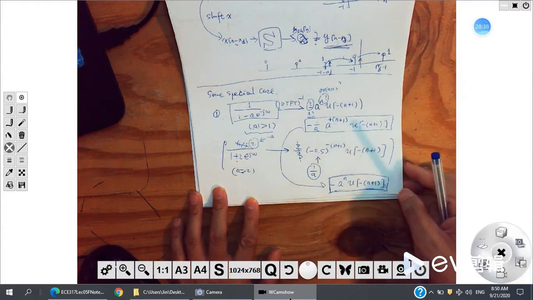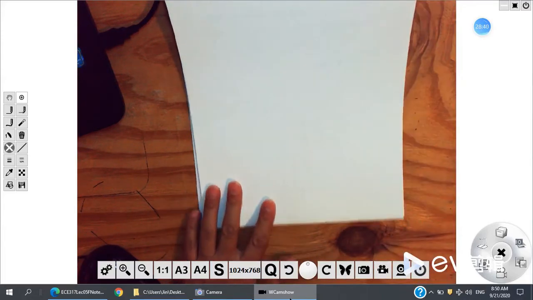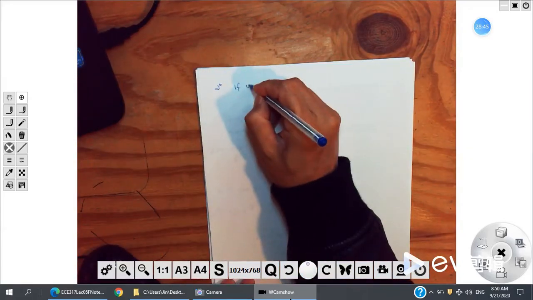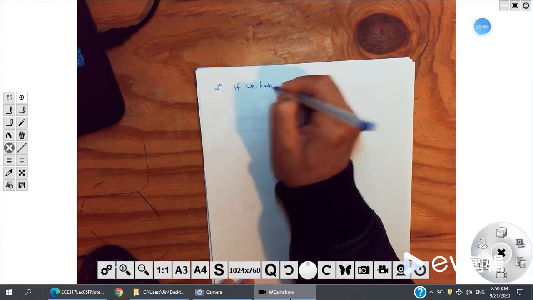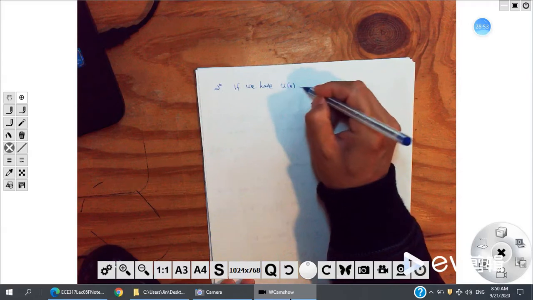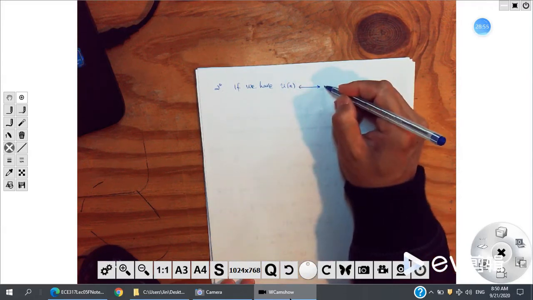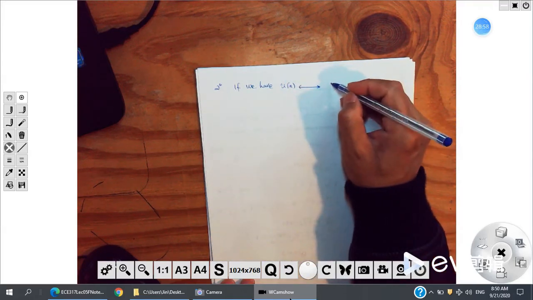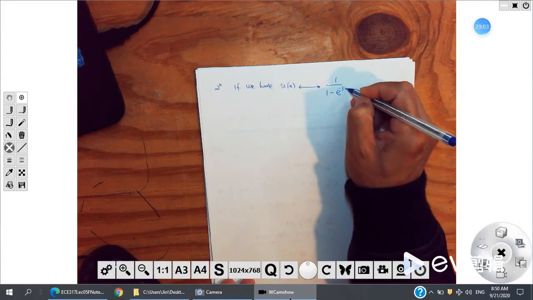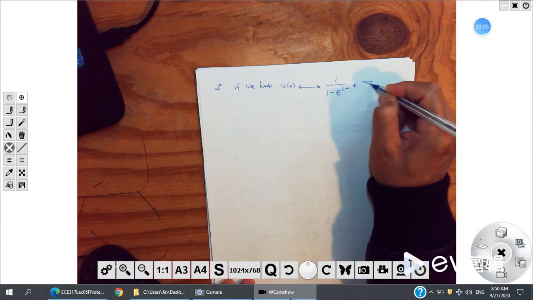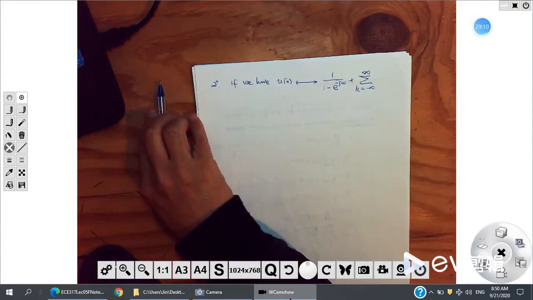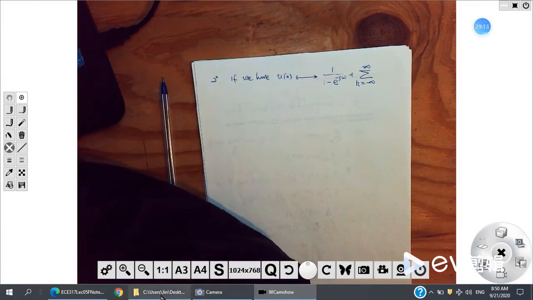And the second case I want to discuss is if we have u of n, and this is in time domain. Then in frequency domain, by Fourier transform, what is it? This will be 1 over 1 minus e to negative j omega, plus a summation, k running from negative infinity to positive infinity. Can't remember. Then check the table.